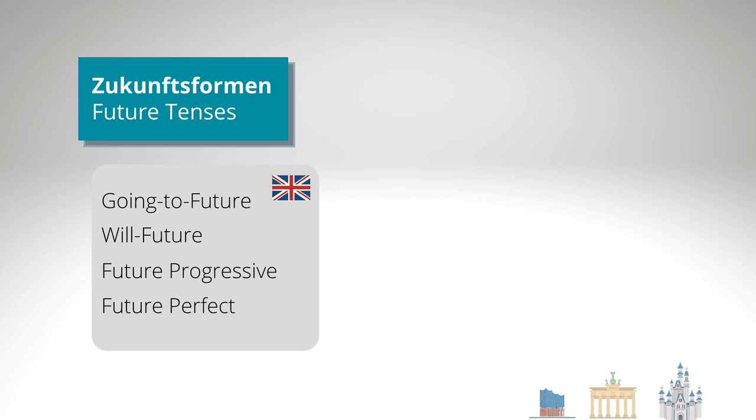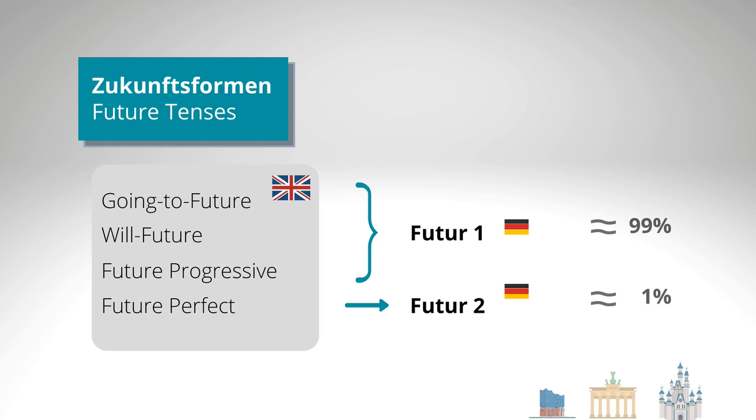And German is even easier. In German we only have 2 future tenses, Futur 1, future 1, and Futur 2, future 2. We use Futur 1, where you would use the going to future, will future, and future progressive, and we use Futur 2, where you would use the future perfect. And because we use the Futur 2 about as often as you use the future perfect, we almost always use Futur 1. So this is the really important future tense.